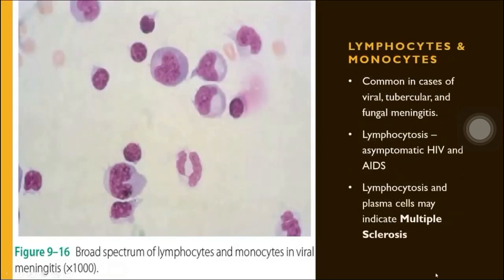Next, we have yung lymphocyte and monocyte. Take note again, lymphocyte and monocyte, they are considered as the normal cells of CSF. Okay, so it is common in cases of viral, tubercular, and fungal meningitis, as I've said earlier. Okay, so lymphocytosis again, viral infection. So lymphocytosis coupled with plasma cells may indicate multiple sclerosis. So again, multiple sclerosis is a plasma cell disorder.